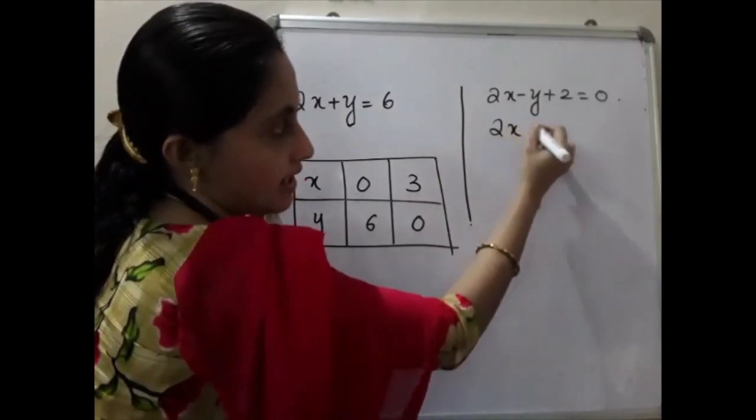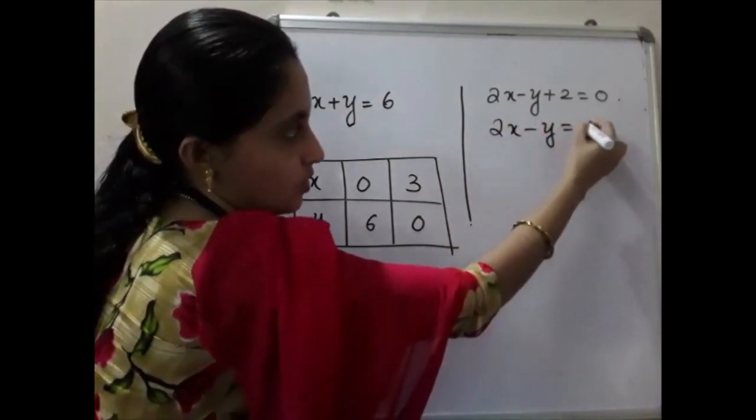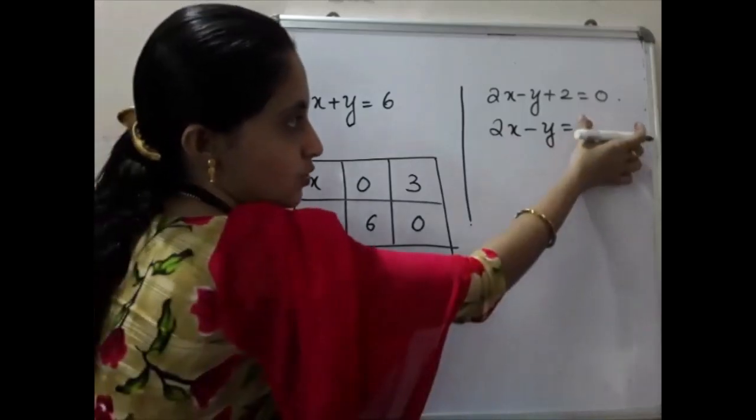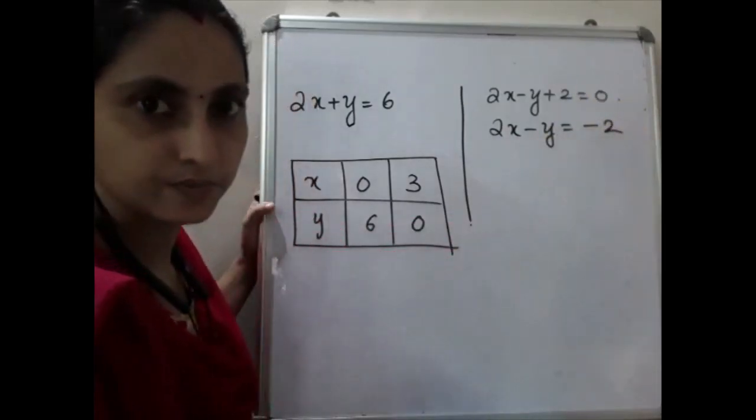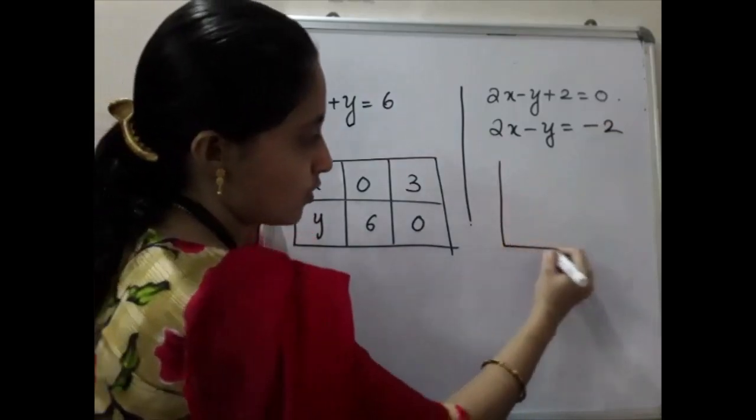One more step you can write. That is 2x minus y is equal to 2. Sorry, 2, not minus 2. When it is plus 2 and moves to the other side, it becomes minus 2. Okay. There also you want to draw a box.